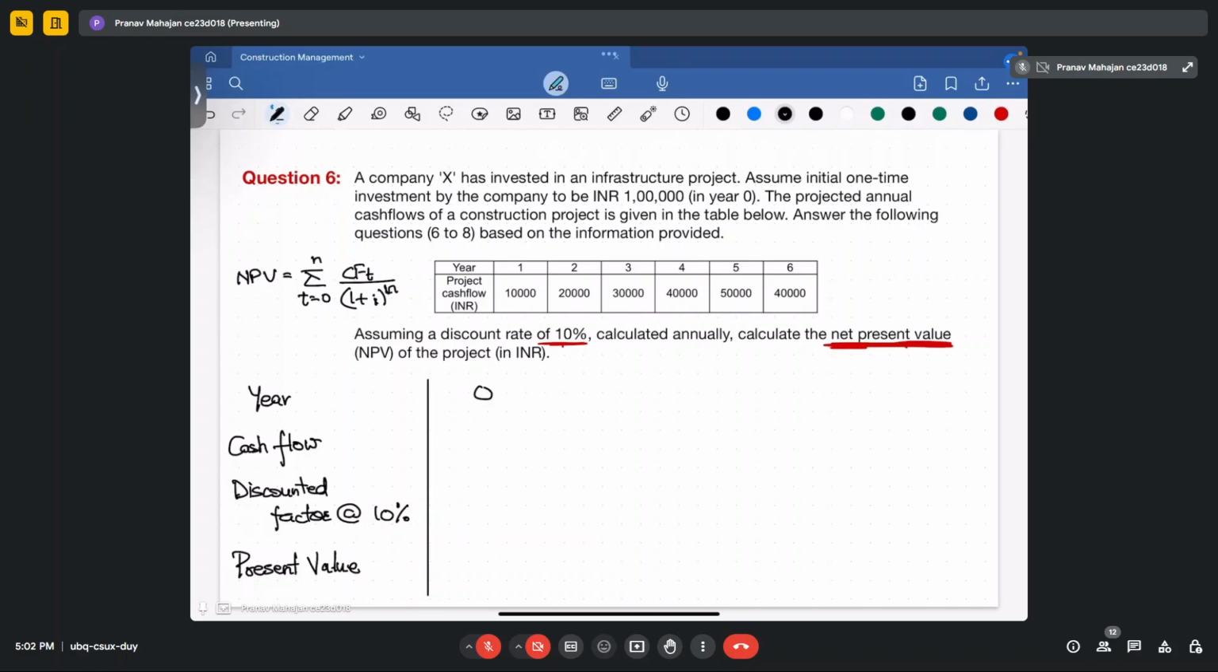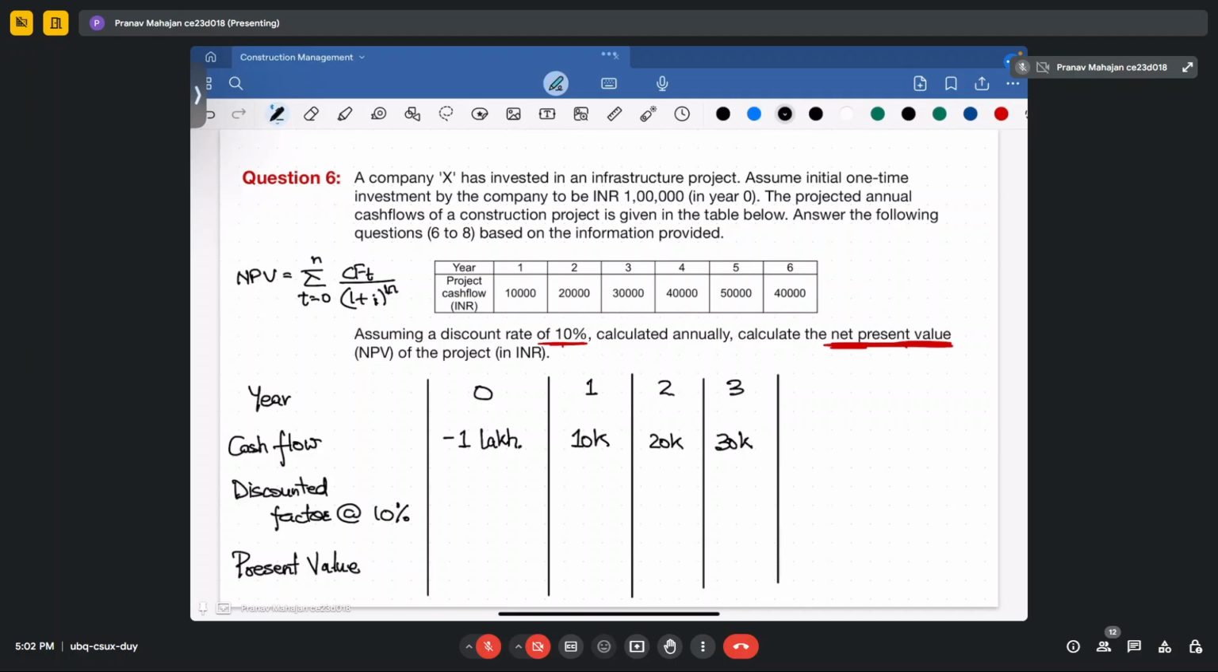So in the 0th year, you will be having the outflow of cash amount of 1 lakh rupees. In the first year, it becomes 10,000. In the second year, it becomes 20,000. Third year, 30,000. Fourth year, 40,000. Fifth year, 50,000. And for the sixth year, it is 40,000.